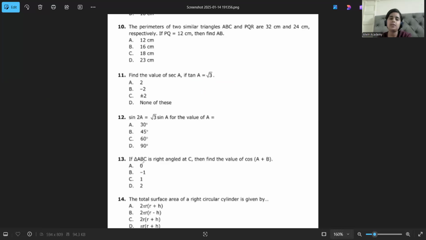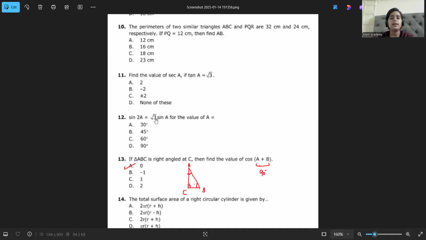Going to the next question, if triangle ABC is right angled at C, okay, here we have A, B, C, then find the value of cos of A plus B. Now considering triangle ABC, angle A plus angle B plus angle C should be equal to 180 degrees, the angle sum property. Angle C is given as 90 degrees. So angle A plus B is nothing but again 90 degrees. And cos 90 degrees is 0. Option number A.